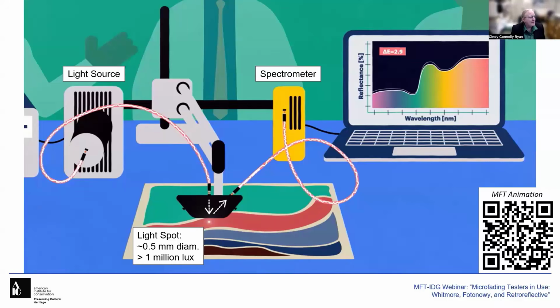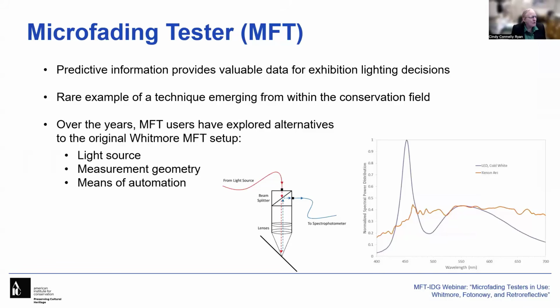So what this technique gives you is information that can inform decisions about exhibit lighting for any sort of object in cultural heritage, any surface, any texture, any substrate, dyes, paints, pigments, you name it. This is the rare example of an analytical technique that has emerged completely from within the conservation field.